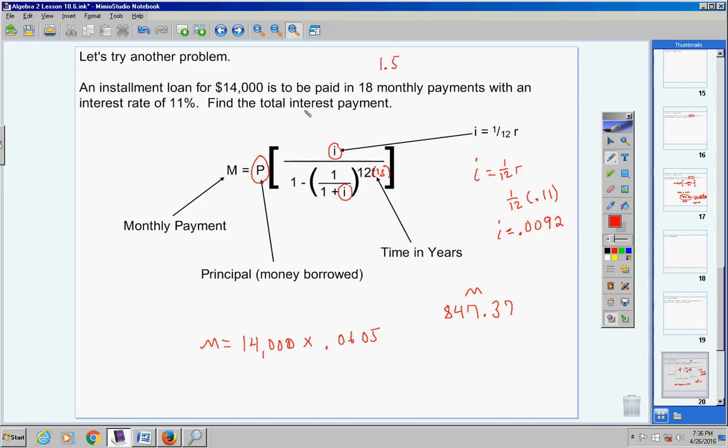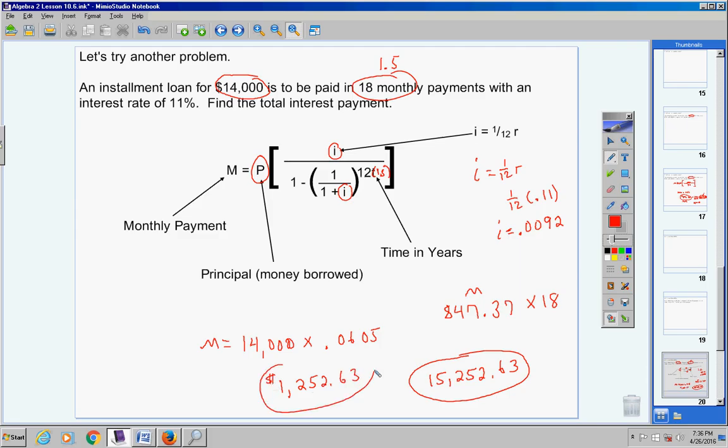So there's your monthly payments, but they didn't ask for your monthly payments. They said, how much total interest did you end up paying? So I have to make this payment every month. I do that for how many months? 18. So let's multiply this times 18, and I'm going to get 15,252.63. So you borrowed how much? 14,000. You paid back how much? This much. So take this minus 14,000, and your interest was really not that bad. $1,252.63. That's the total interest payment right there that you made.